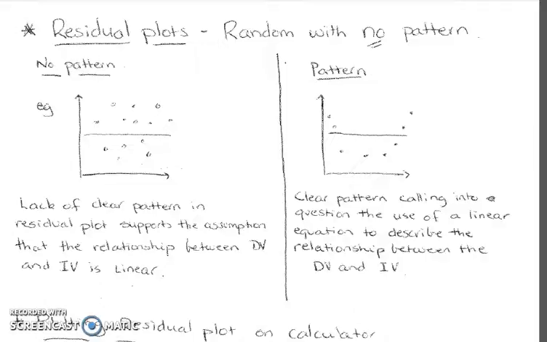So when you plot your residual plot, it's either going to have no pattern or it's going to have a pattern. As we can see, it's a clear pattern here. If there is no pattern, the lack of clear pattern in the residual plot supports the assumption that the relationship between your dependent and independent, or your RV and your EV variables, is linear. So we are looking for no pattern to make it linear. If there is a pattern, we call into question if there actually is a linear relationship.